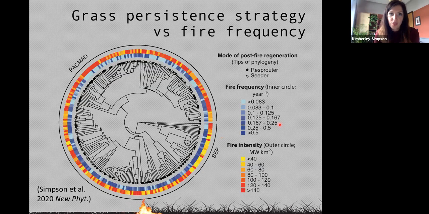So to look at these associations, what I did was collect data on multiple things. I collected data on whether a grass species was a resprouter or a seeder from the literature. And then I used some satellite-derived data sets to get species level data on fire frequency and intensity as well, although I won't talk about that in this talk. And then I did some phylogenetically controlled analysis to look at these associations between grass strategy and fire frequency.